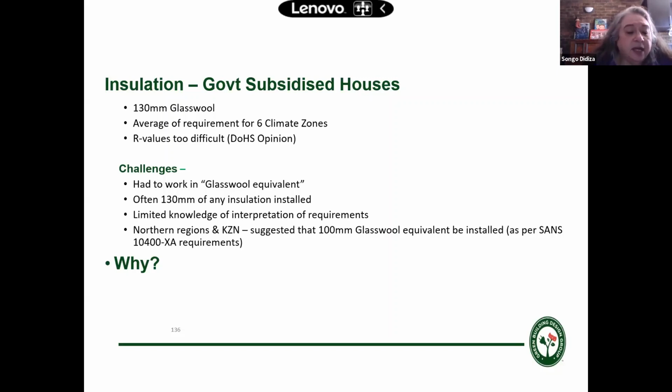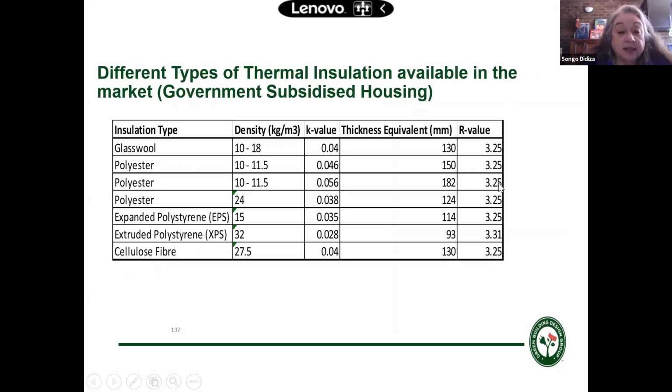So the challenge is, as I said, we can't work in glass wool equivalent. It doesn't make sense. We really need them to put an R value in. But because we're just finding people saying let's just use any 130 mils, and in some of the regions, especially in KZN, we found that if you over-insulate, it has the opposite effect. We have to get a balance between the effectiveness of the insulation and the insulation not holding the heat in your house. So if there's heat coming in from the windows or whatever, it doesn't hold the heat in the house. So what we've said with the hotter climates is don't go to the 130 mils. It just doesn't make technical sense.